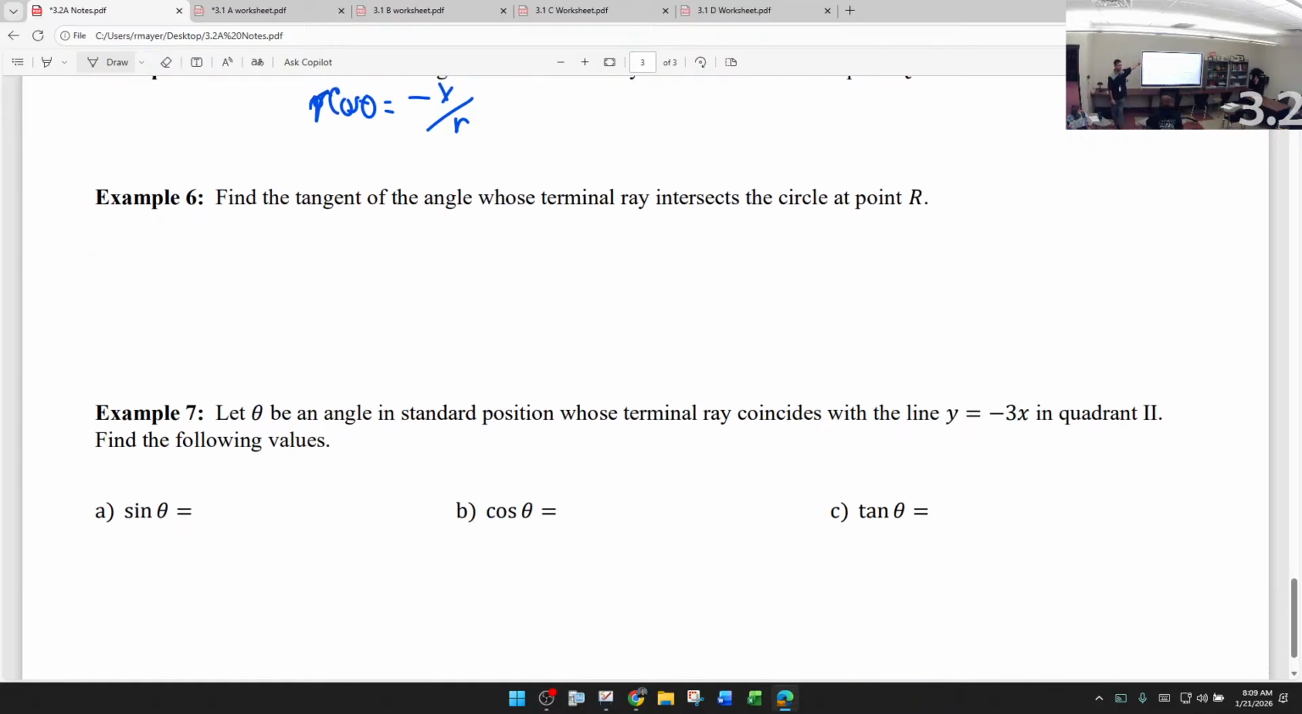Find the tangent at R. Somebody just tell me, where's point R? What quadrant? Third quadrant. Tangent's positive in quadrant 3 because both sine and cosine are negative. If sine and cosine are negative in quadrant 3, tangent has to be positive. So tangent of theta is negative y over negative x, but I would like to see just y over x.